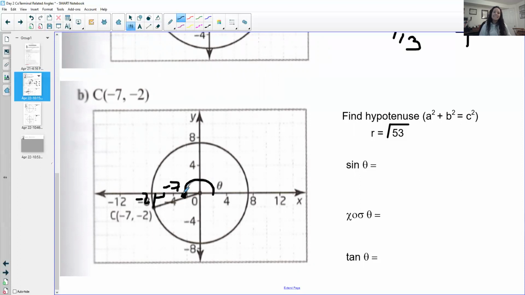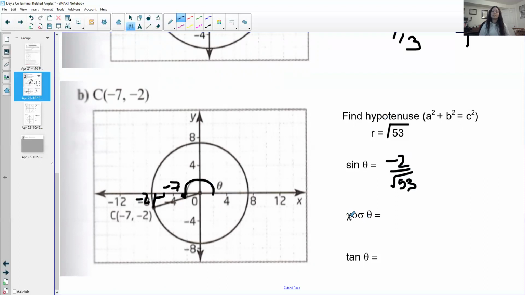So before we can figure out sine, I would need my hypotenuse. The reason we call it r instead of h is for the radius of the circle, but it's the hypotenuse of the triangle that you create. So use Pythagorean theorem to get, you should get the square root of 53. I'm going to keep it as root 53. Okay, I can't simplify that and I do not want decimals, so I'm going to leave it there. So sine is opposite over hypotenuse, so sine is going to be -2 over root 53.